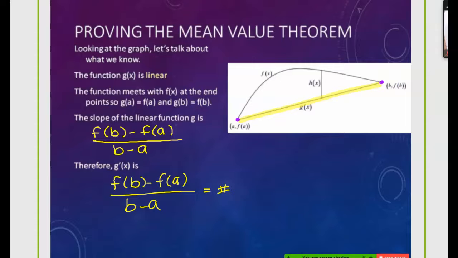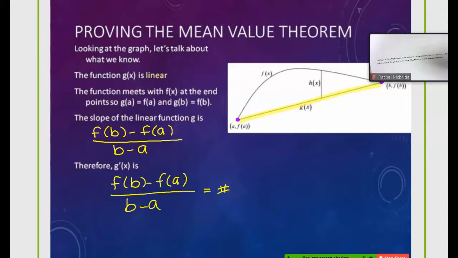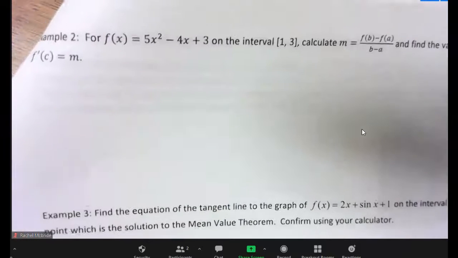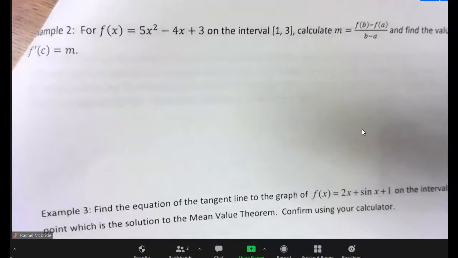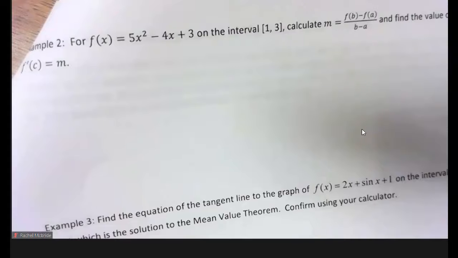Okay, so we can pick up example 2 at the top of the next page. It says, for f of x equals 5x squared minus 4x plus 3 on the interval [1, 3], calculate f of b minus f of a and find the value of c such that f prime of c equals m.